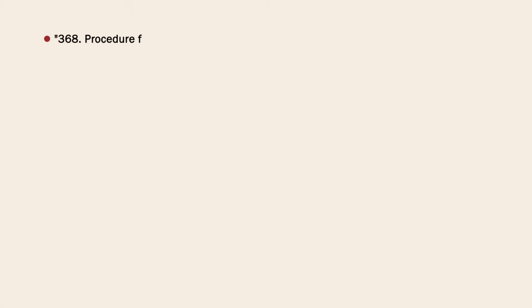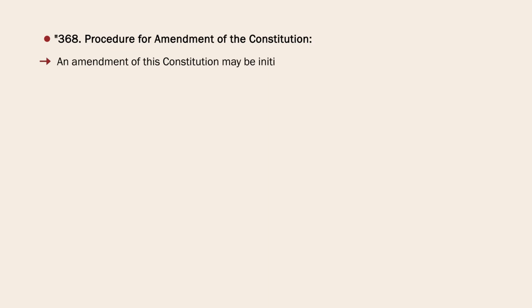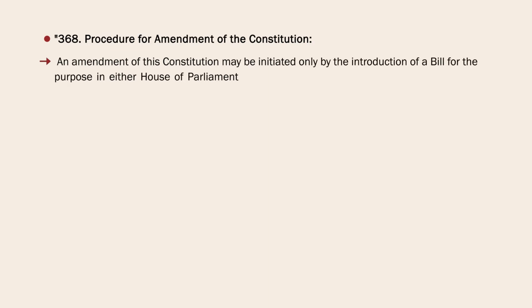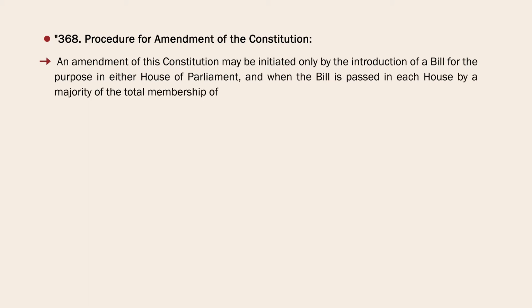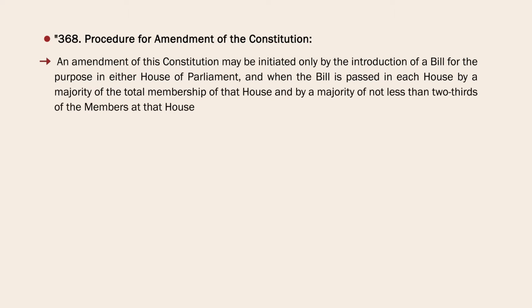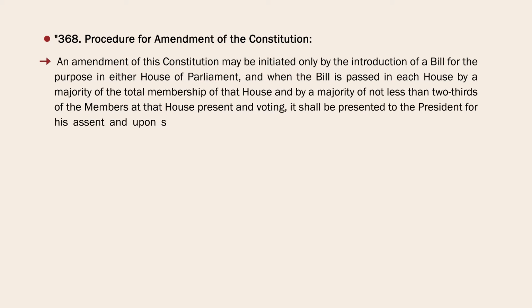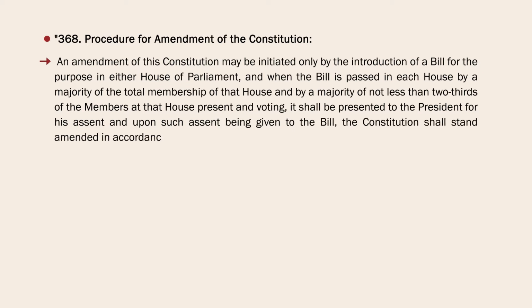Article 368, which lays down the procedure for amendment of the Constitution, provides that an amendment of this Constitution may be initiated only by the introduction of a bill for the purpose in either House of Parliament, and when the bill is passed in each House by a majority of the total membership of that House and by a majority of not less than 2/3 of the members of that House present and voting, it shall be presented to the President for his assent, and upon such assent being given to the bill, the Constitution shall stand amended in accordance with the terms of the bill.